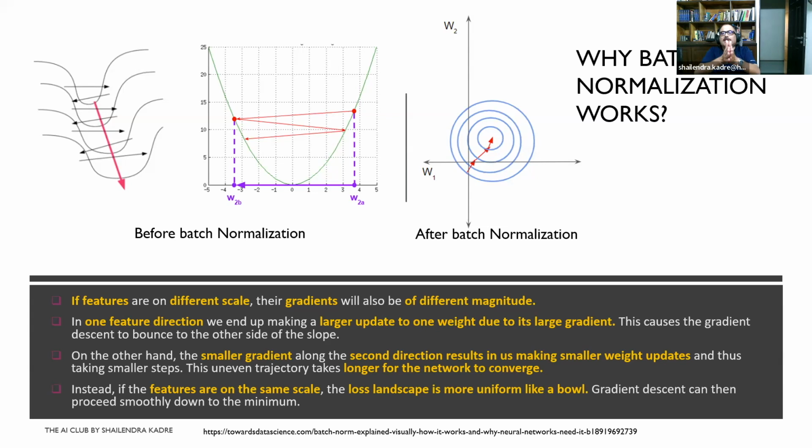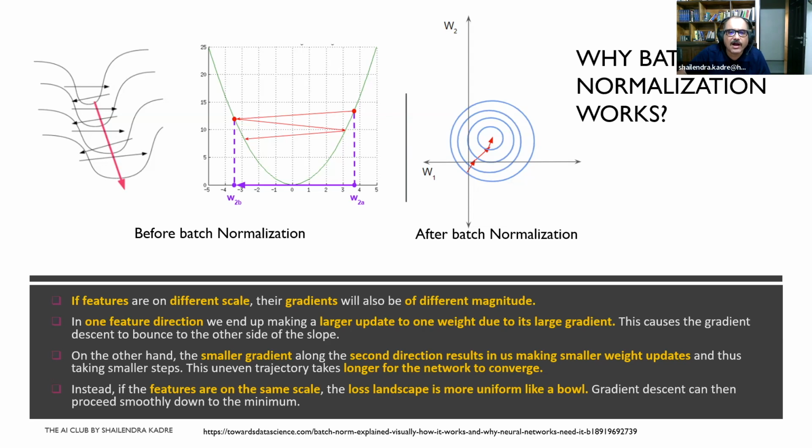So this will destabilize training. In batch normalization, what we do is simply bring everything onto the same scale. What same scale? The mean of that vector is 0 and the standard deviation is 1. That is nothing but the standard scaler, which we use in machine learning also. That is how batch normalization makes training effective.